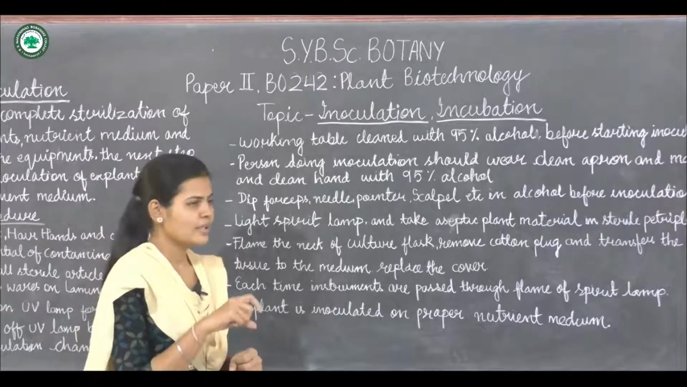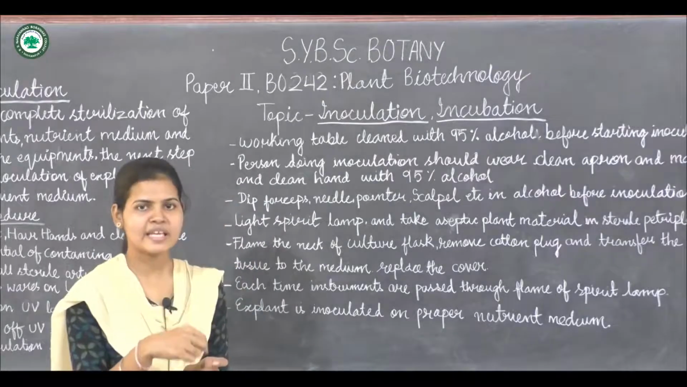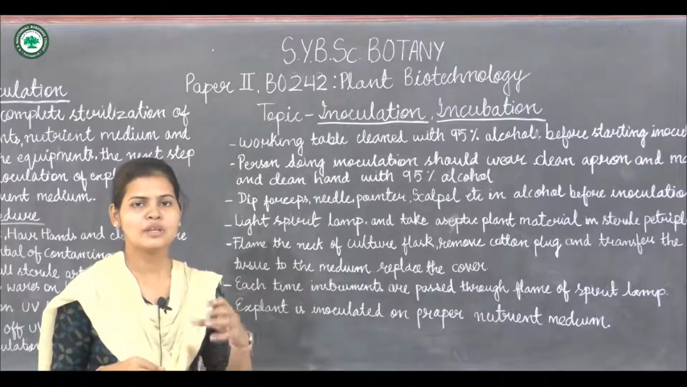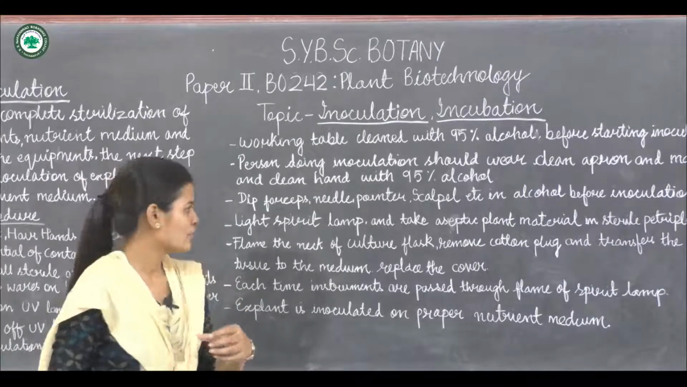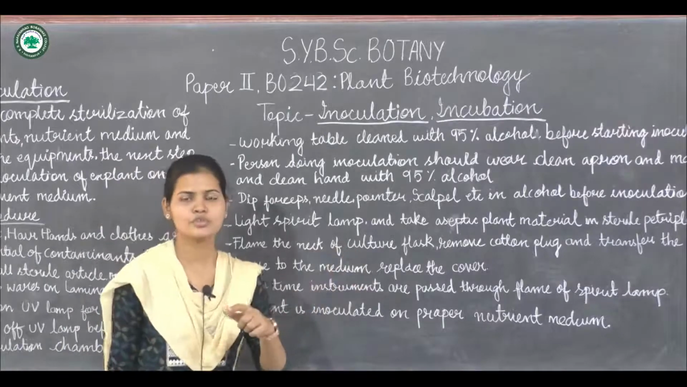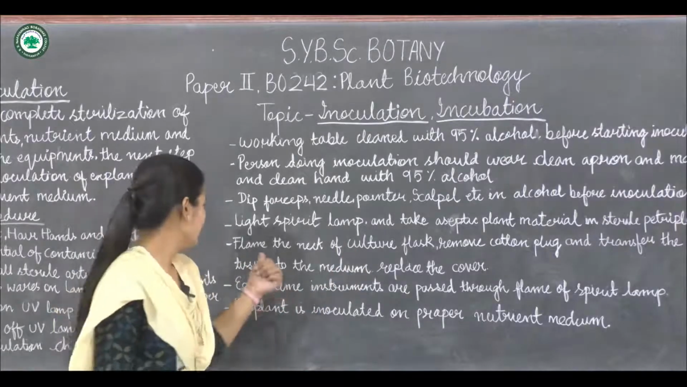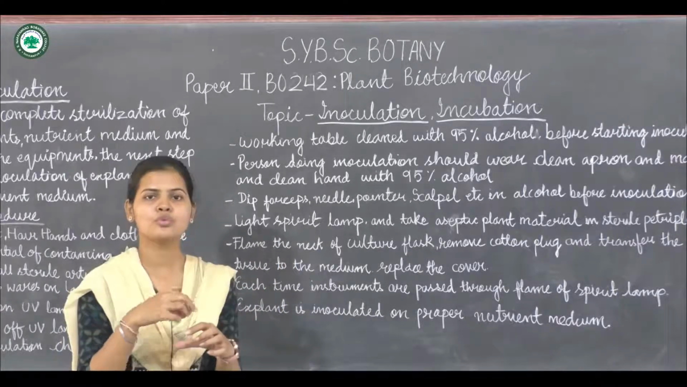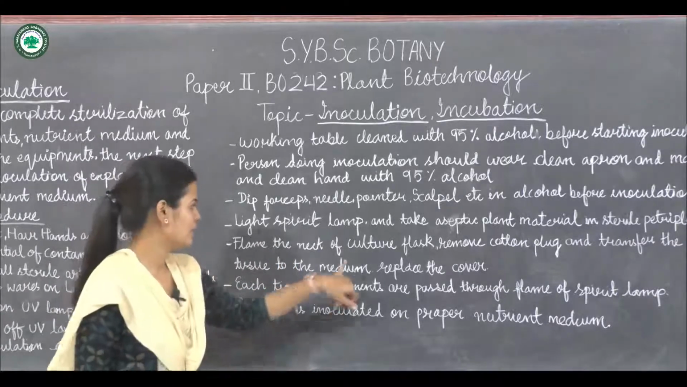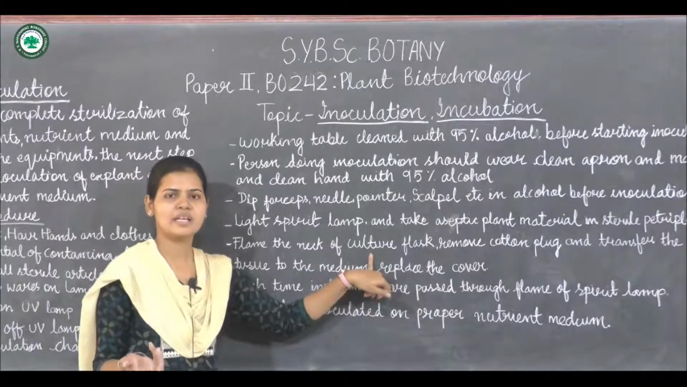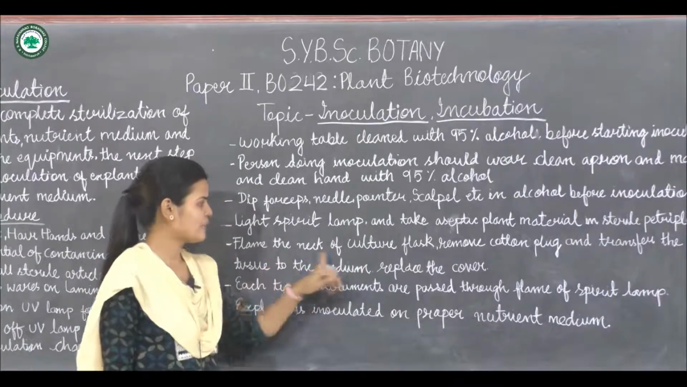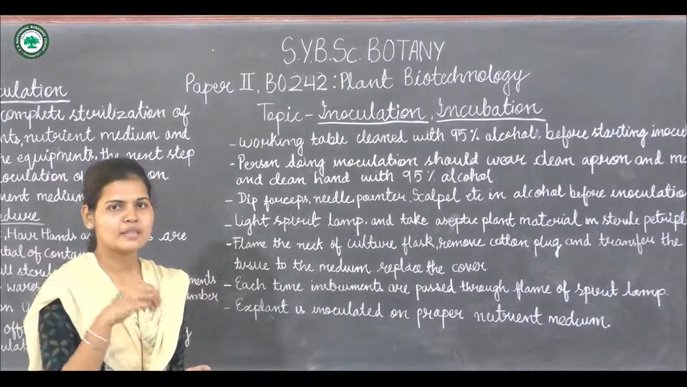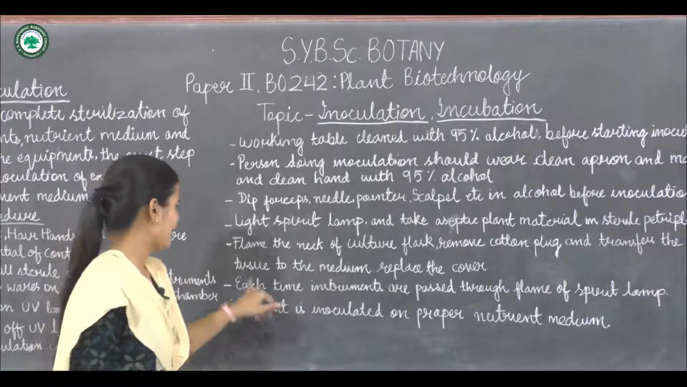So that should be removed, and before taking the explant and culturing it into that particular flask or vessel, what should be done? Its neck should be flamed by the spirit lamp. The flame should be applied to the neck of that particular vessel, so that further contamination can be removed. So flame the neck of the culture flask, and after that the explant is taken and cultured into that particular vessel.